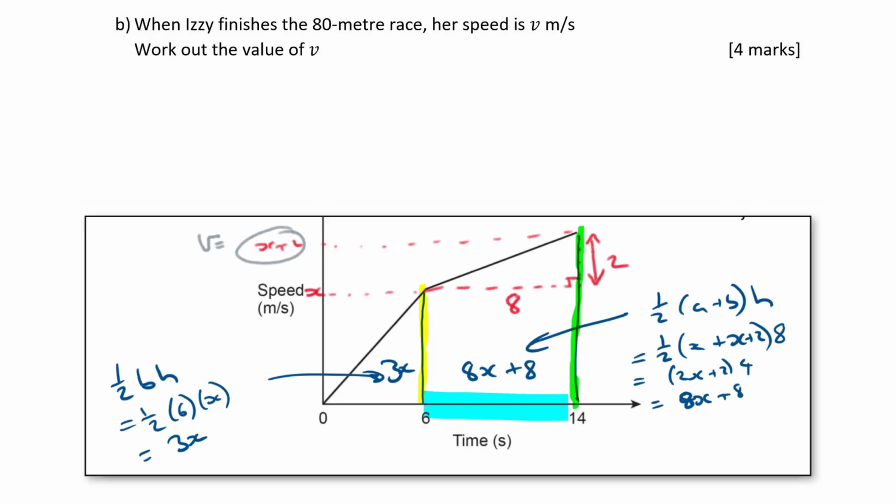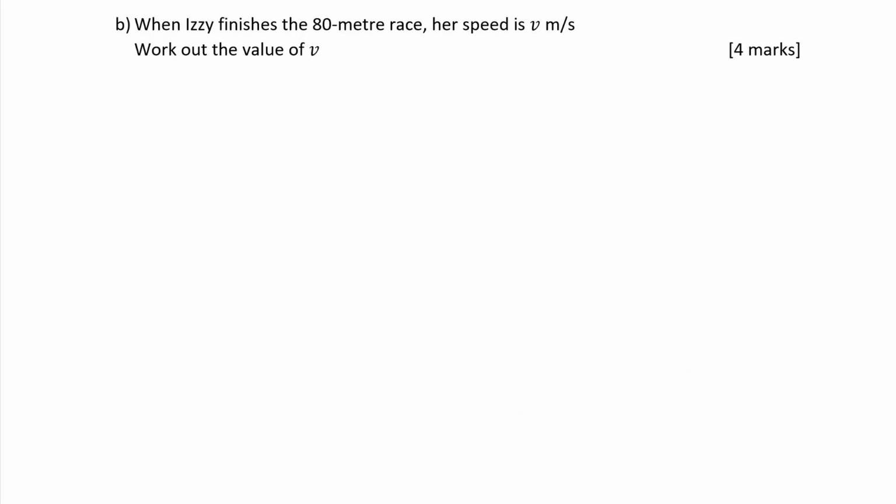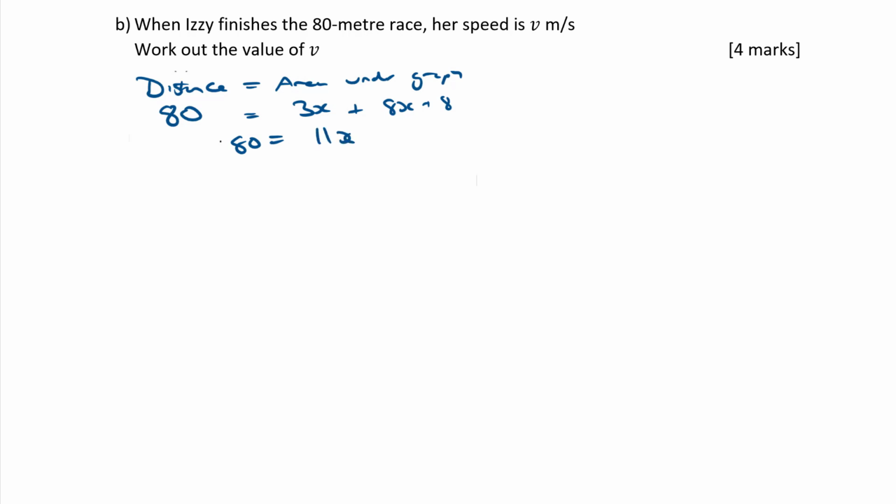Okay? So, distance equals area under graph. So our 80 meters is equal to my 3x, my triangle, plus my 8x plus 8, my trapezium. So 80 then is equal to 11x plus 8. Okay, so what's that then?